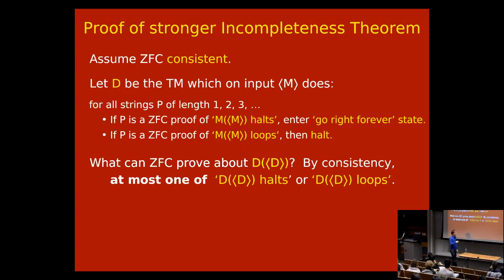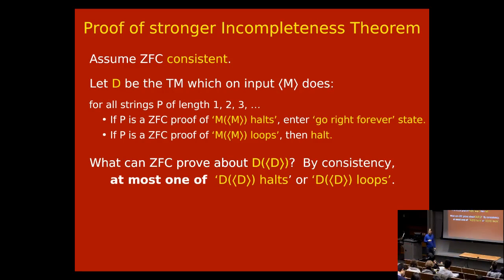Now here's where we're going to use this assumption. We made this assumption, we use it right now. By consistency, it can prove at most one of these two statements. These statements are the negation of each other. D of D halts. The negation of that is D of D loops. So consistency says it cannot prove both of them. It proves at most one of them.